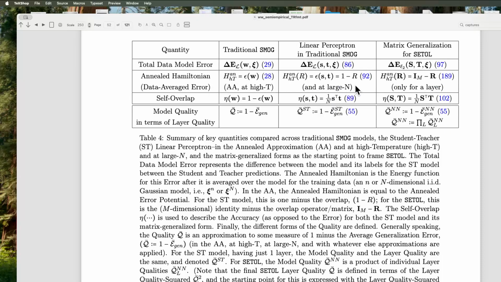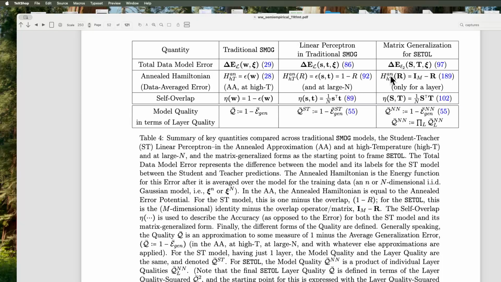The Hamiltonian for the problem, somebody was asking about Lagrangians and manifolds. For the student-teacher, the Hamiltonian is just 1 minus R. So in the linear perceptron, we derived this last week, that the annealed Hamiltonian is simply this potential, which is 1 minus R at large N.